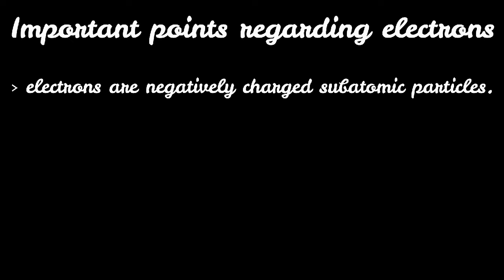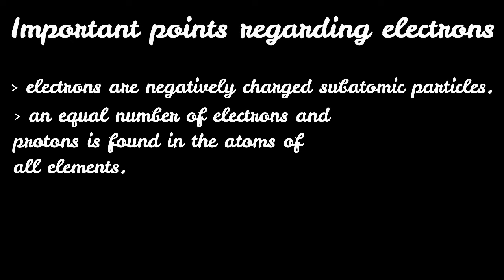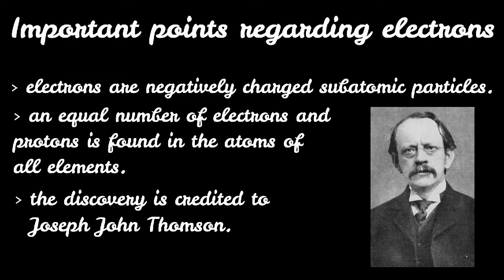Electrons are negatively charged subatomic particles. An equal number of electrons and protons are found in the atoms of all elements. Sir Joseph John Thomson is credited with the discovery of electrons since he was the first person to accurately calculate the mass and the charge of an electron.